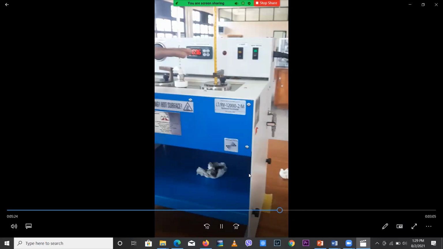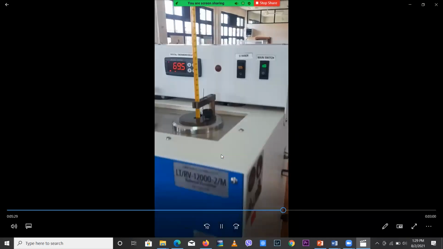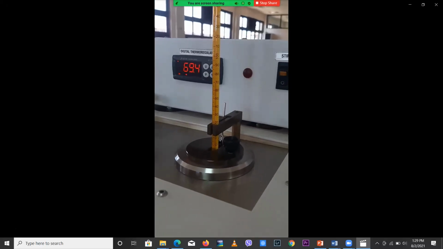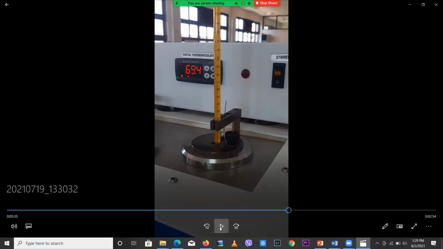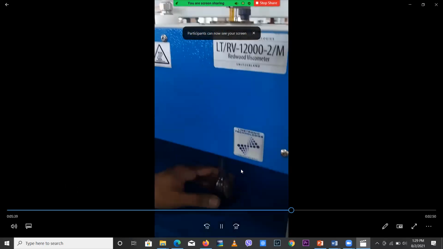So now the sample has reached the temperature of around 70 degrees Celsius. We can assume this is 70 degrees Celsius, and we can start to collect the sample.